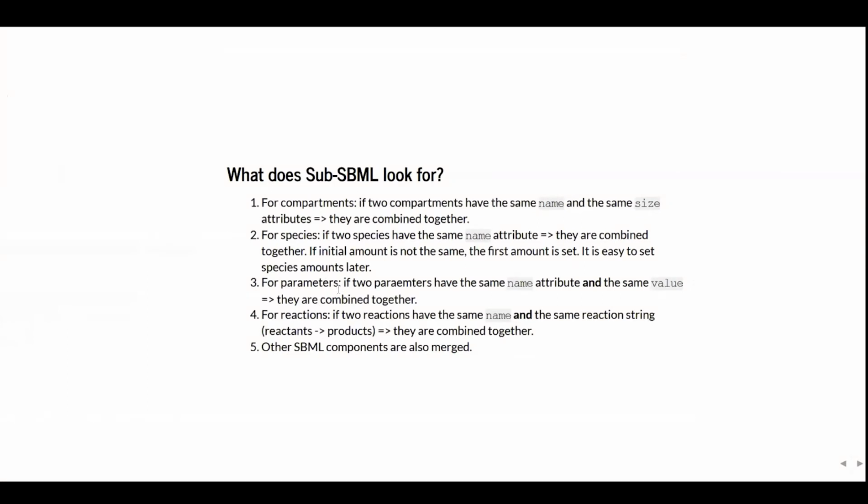Similarly, for parameters, they are combined if they have the same name and also the same value. So Sub-SBML is looking through all of these SBML elements and combining them together if they are actually the same. So it's making sure that there are no duplicates to avoid any kinds of bugs while running the simulation.